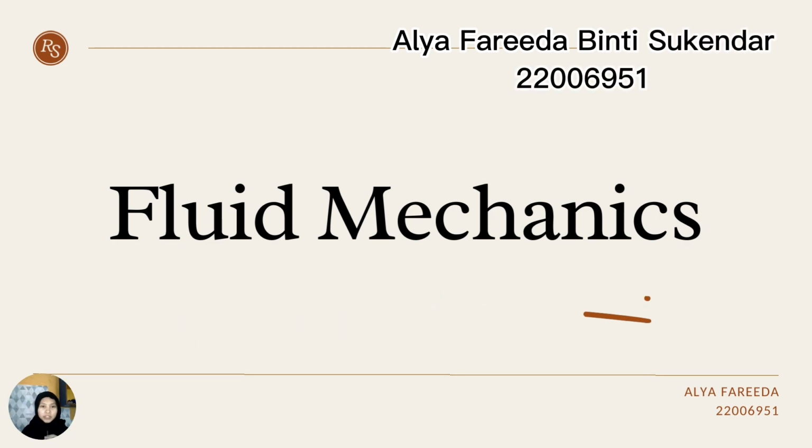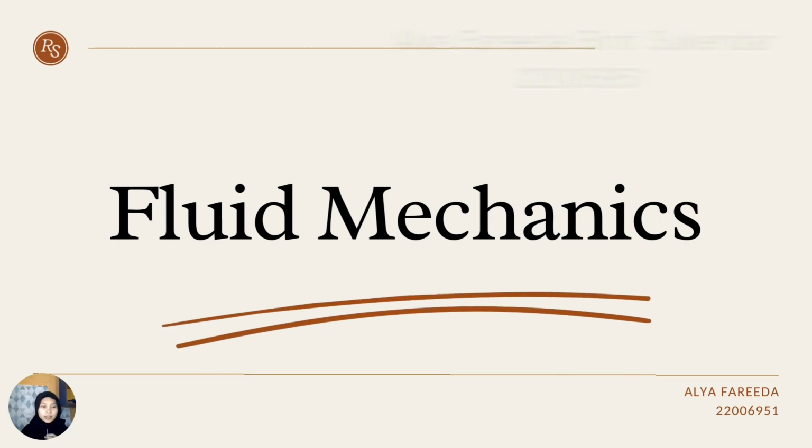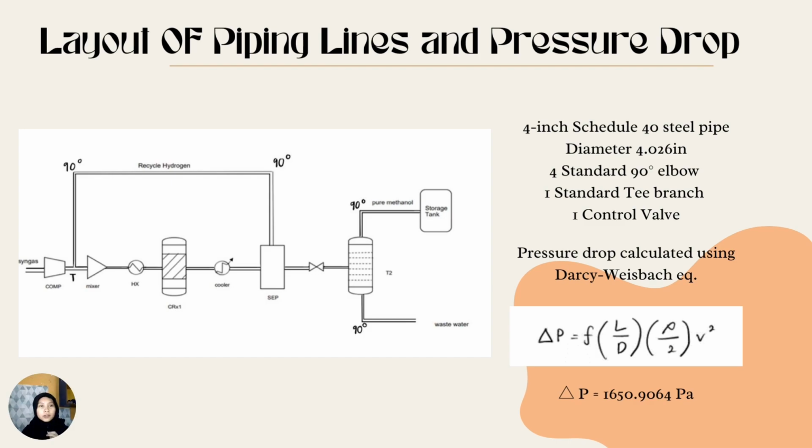Very good day to our lecturers. So now I'll be going on to the fluid mechanics part of this report. This will be the layout of the piping lines of this project, and we have decided to choose a 4-inch schedule 40 steel pipe with an internal diameter of 4.026 inches. In this diagram, we have 4 standard 90-degree elbows, 1 standard T-branch, and also 1 control valve.